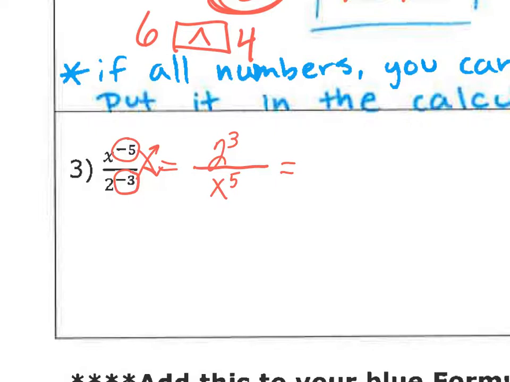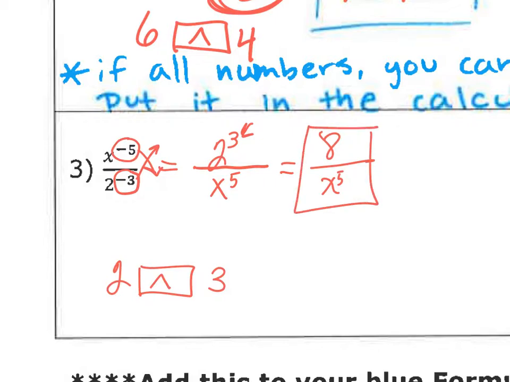Now I can't necessarily do 2 cubed in my head. That's what this is, 2 raised to the 3 power. So I would say 2 caret 3, and I get out 8. And there's nothing I can do with the variable in the denominator, so I'm finished.